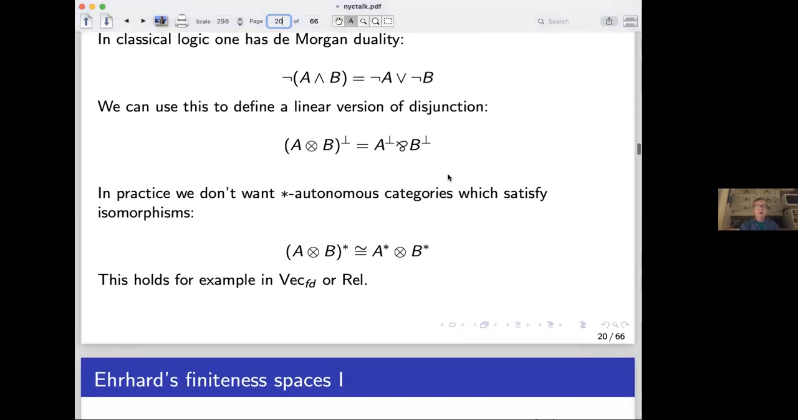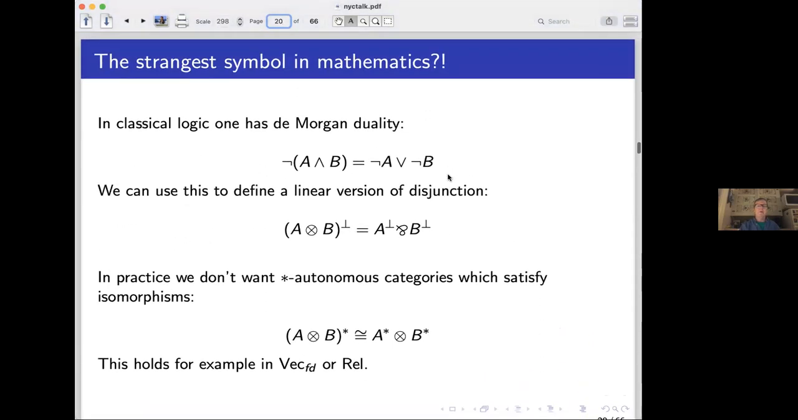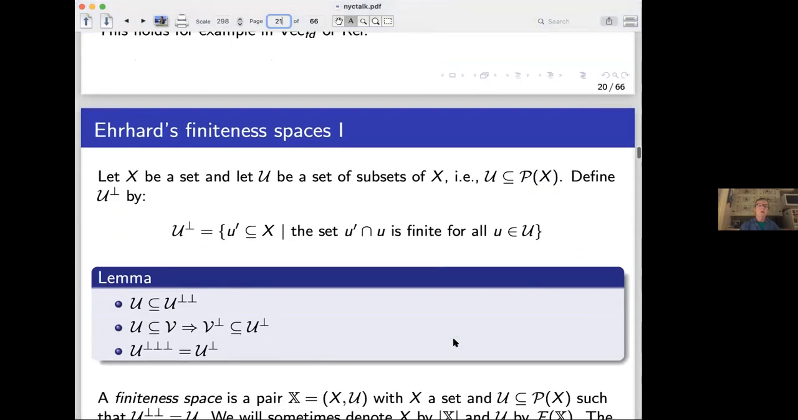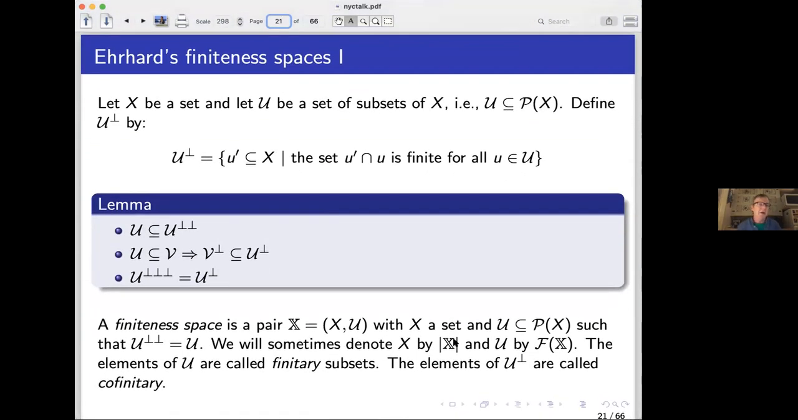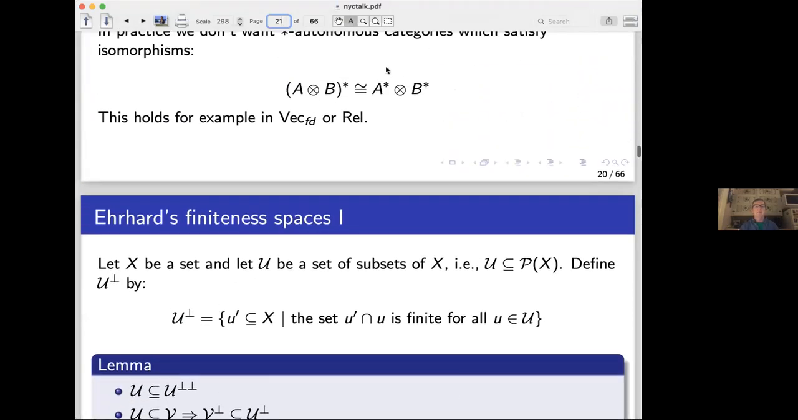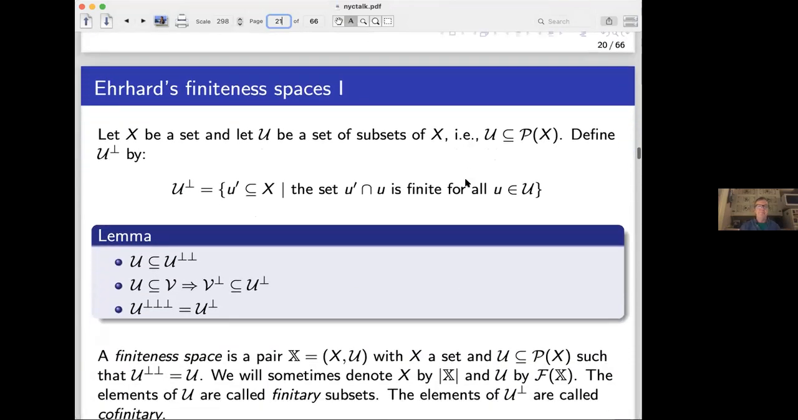Okay, so the example that I want to show you of a star autonomous category which does not satisfy this bad equation is in fact a category of decorated relations. A lot of examples of star autonomous categories satisfy that. These are called finiteness bases, and they were introduced by Thomas Ehrhard. You'll see that the morphisms in the first version that we're going to talk about are really just relations where we've added some extra stuff to prevent this isomorphism that we don't want to hold.